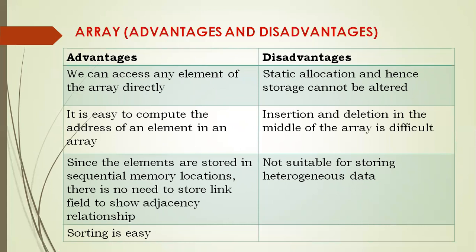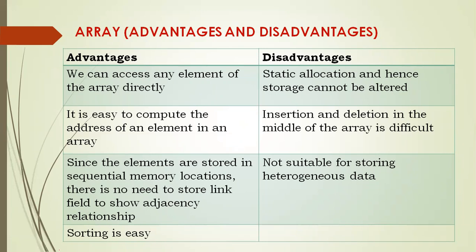Since the elements of an array are stored in consecutive memory locations, there is no need to link the elements one by one. If the first element is at 1000 and it is a float array, the next element is 1004, 1008 and so on. So there is no question of linking the elements. The adjacency relationship is automatically brought out because the elements are stored in consecutive memory locations. And one more advantage of an array is that sorting is very easy. Sorting and searching are both easy operations in an array. So these are the 4 main advantages of an array.